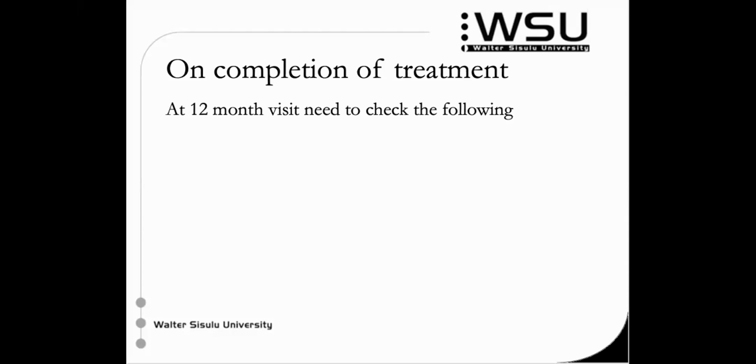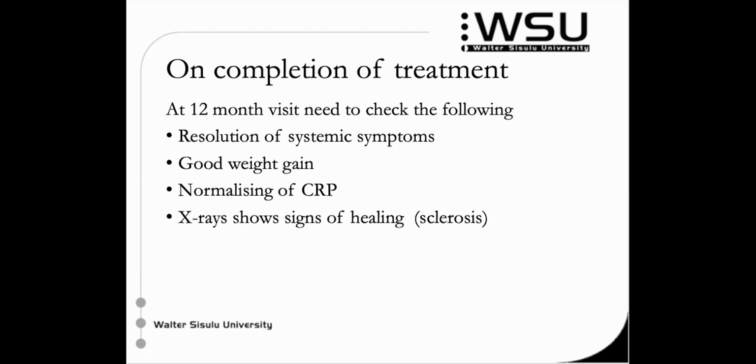So what tends to happen is you'll start your patient on whatever regimen you're going to use, and say we're using the 12-month visit. Then at your 12-month visit, you're going to be checking for the following. Are their systemic symptoms resolved? Have they had good weight gain? Has the CRP normalized? And then Nori also mentioned you will do your x-ray and you will see if there's signs of healing. You want to see that bone is busy recovering. And so for the first time now, you want to see evidence of sclerosis.